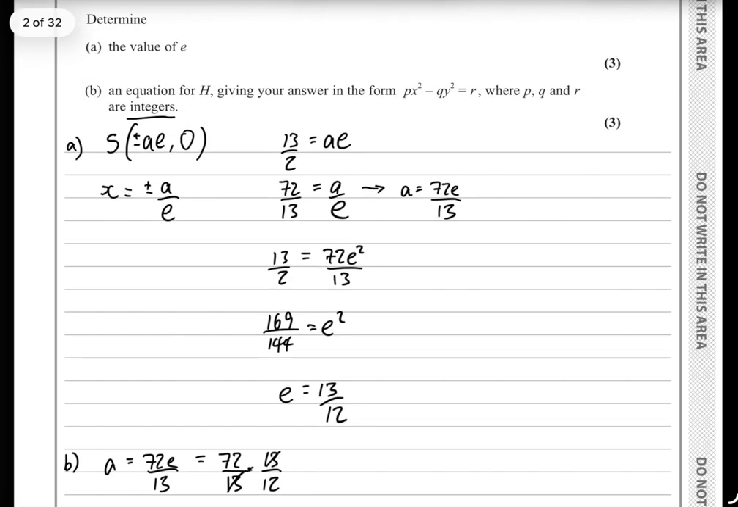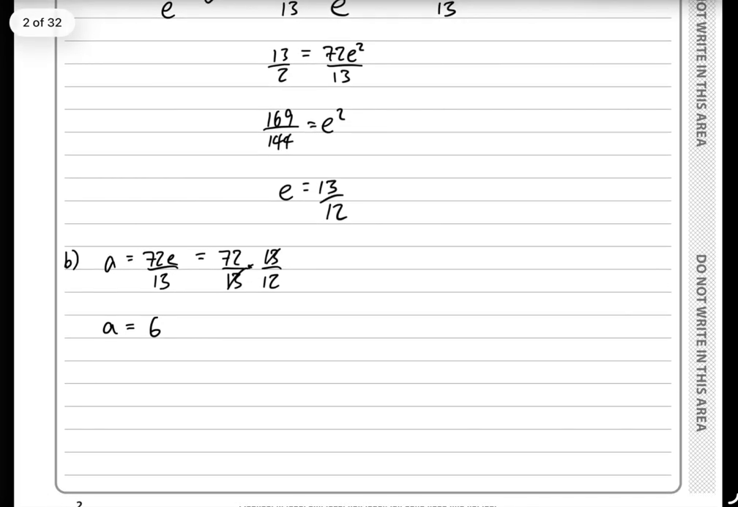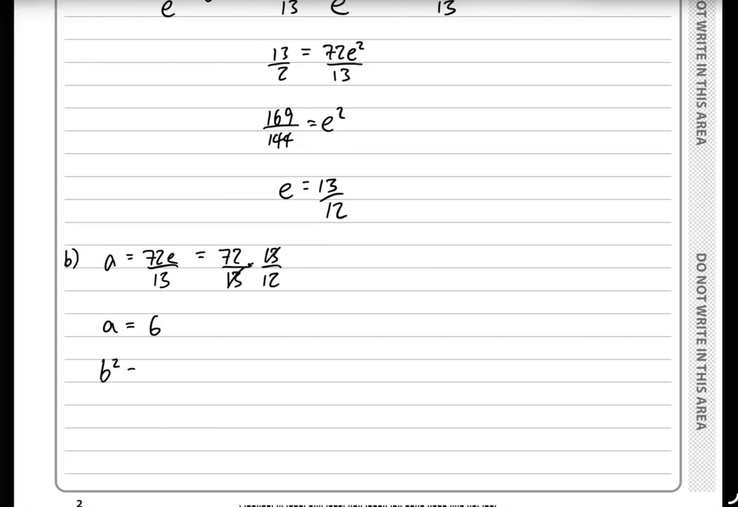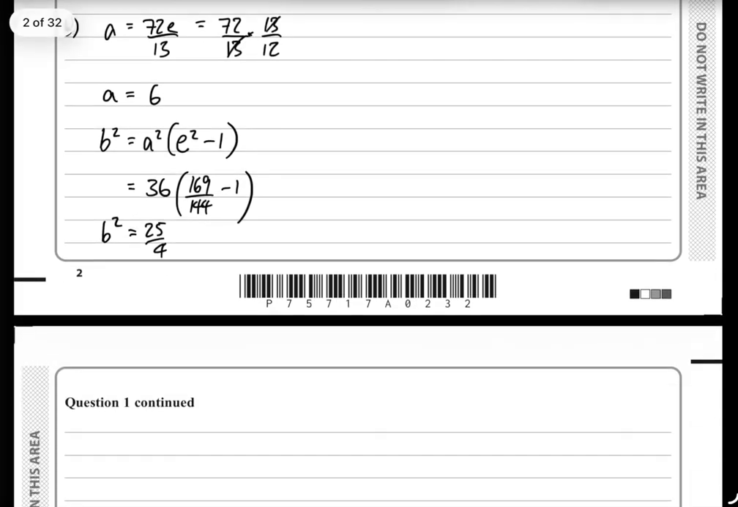To get the equation of the hyperbola, I also need b, and in your formula booklet, if you forget either of these here, this one and this one, these are both in the formula booklet. And this equation is also in the formula booklet. e squared minus 1 times a squared gives you b squared. So 36 times 169 over 144 minus 1. All of that equals 25 over 4 for b squared. So b is 5 over 2.